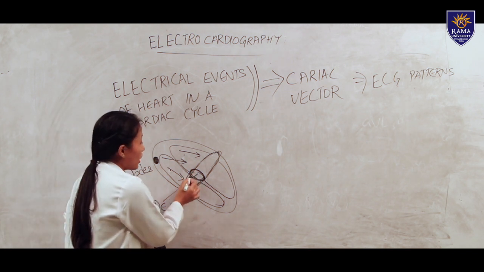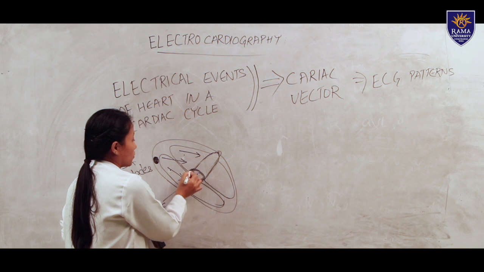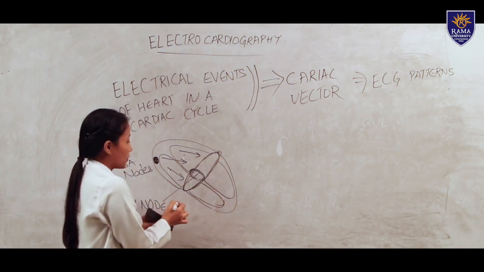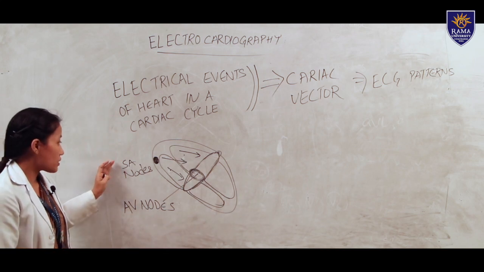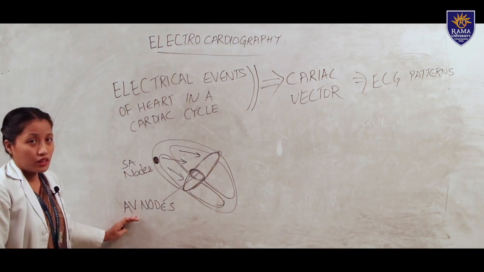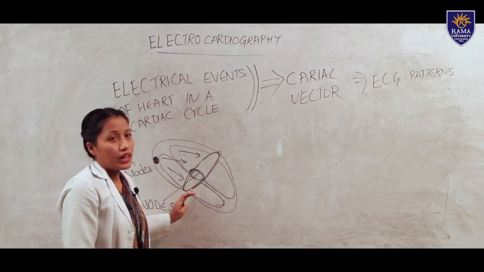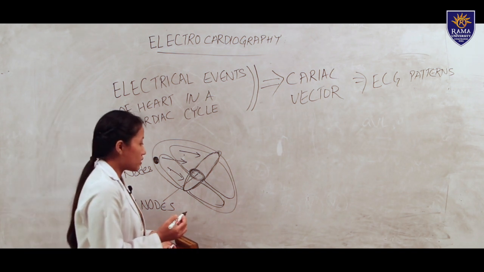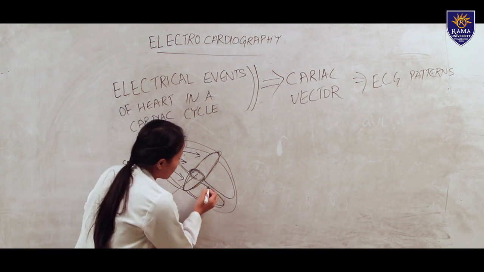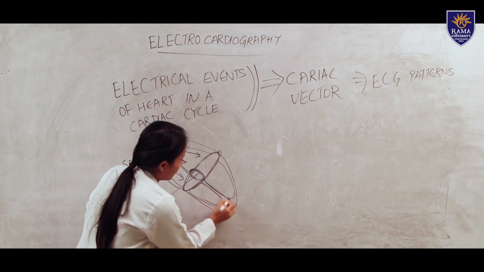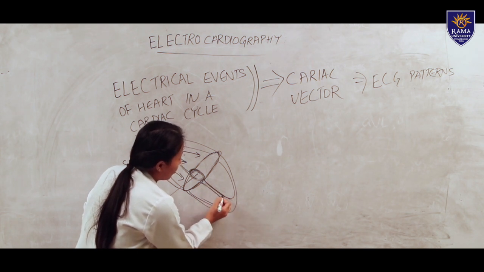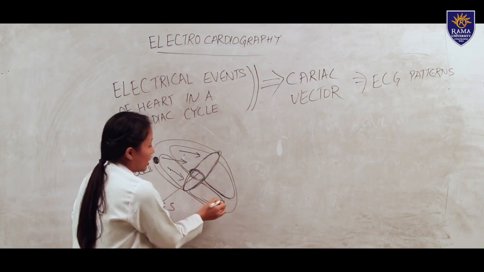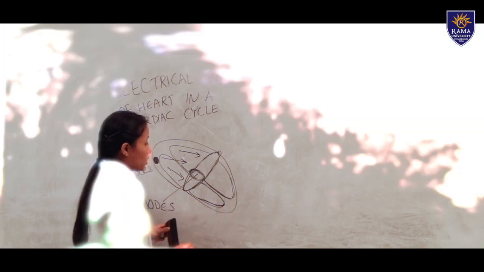So after passing through the AV node, the depolarization will start in the ventricles. So the first electrical event is the SA node, and the second electrical event is the AV node. After the AV node, ventricular depolarization will start. So this is the septal area of the ventricle, this is the apex of the ventricle, this is the basal part of the ventricle, and this is the major part of the ventricle.